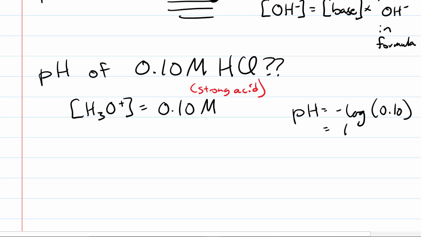Now, how many significant figures should this have? Or how many decimal places? Should have 2. And that's because this value here has 2 significant figures. Because it has 2 significant figures, that must mean that our pH has 2 decimal places. And the answer here would be 1.00.